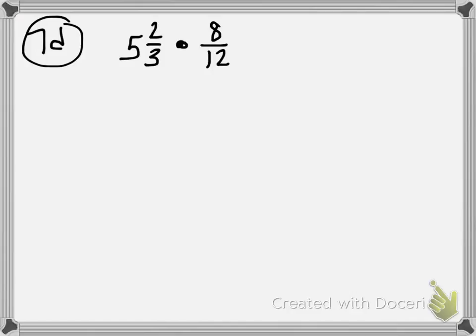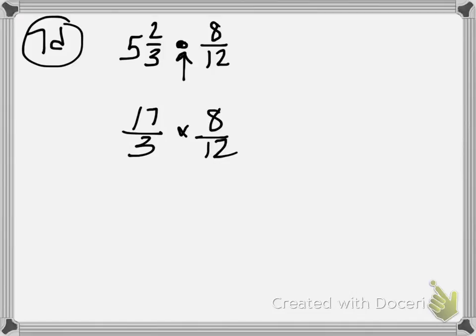The next one, we have a mixed number, 5 2/3 times 8/12. If you weren't sure about this symbol, it's just another way that we can write multiplication with a dot. So we want to start out by turning this into an improper fraction. So 3 times 5 is 15, plus 2 is 17. So I'd have 17/3 times 8/12.